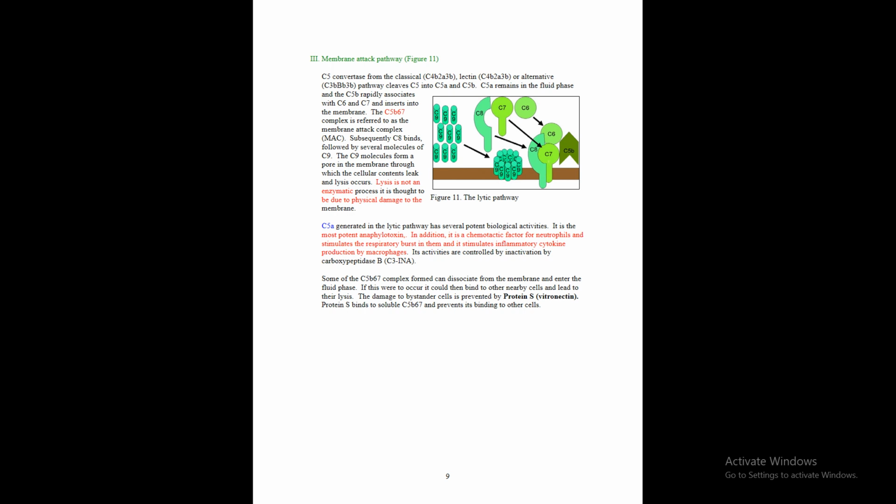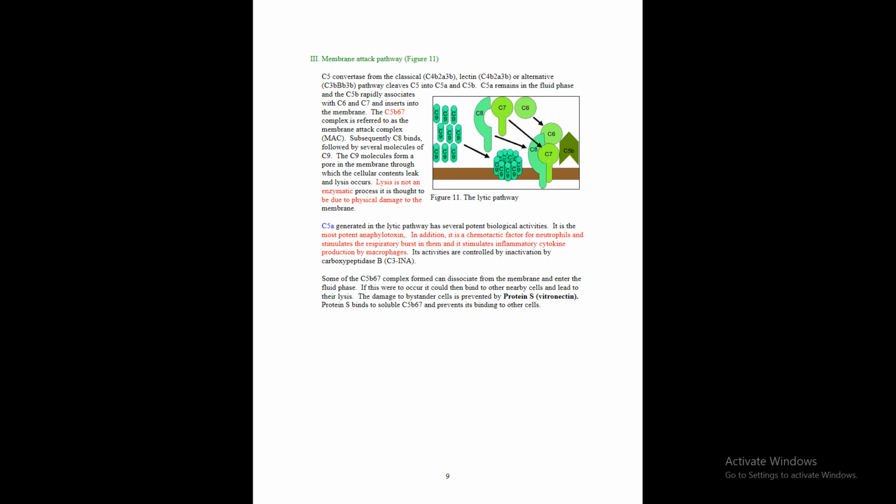Lysis is not an enzymatic process. It is thought to be due to physical damage of the membrane. How? Upon formation of these pores, water will enter into the cells. The entrance of water into the cells results in cell swelling, and thereafter there will be mechanical damage to the swollen cells and disruption with the release of their content into the microenvironment.